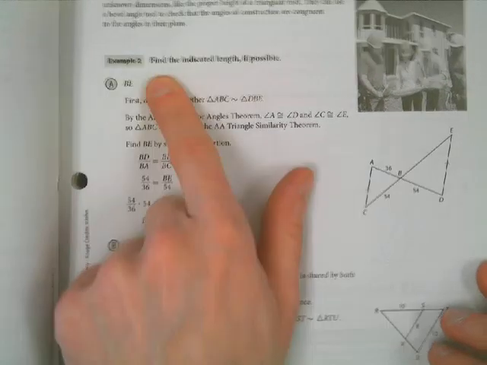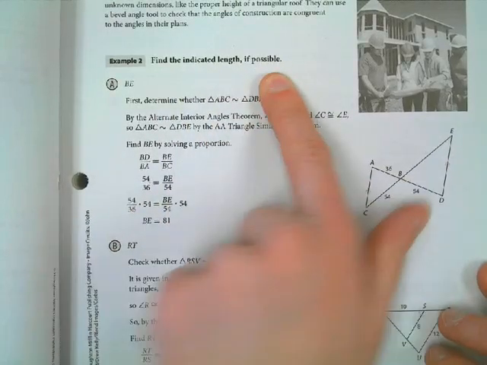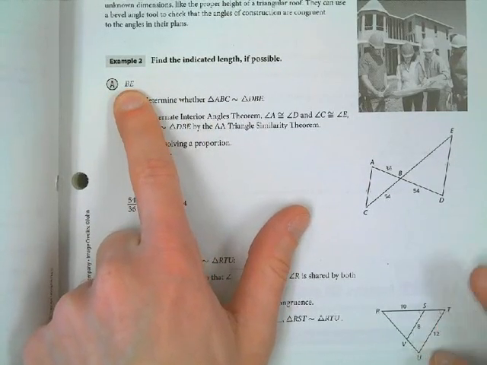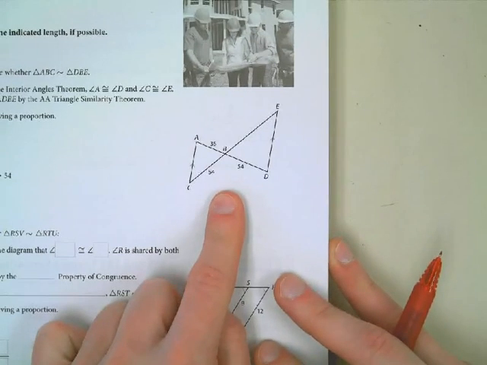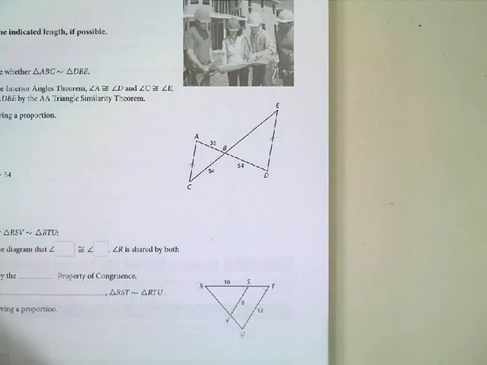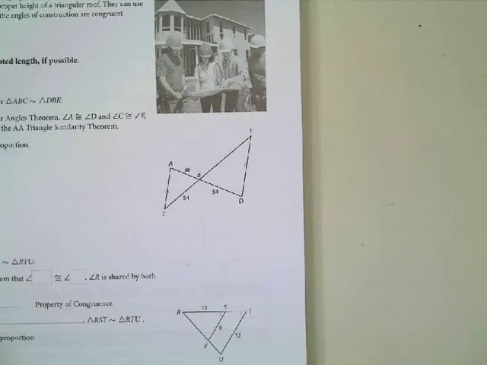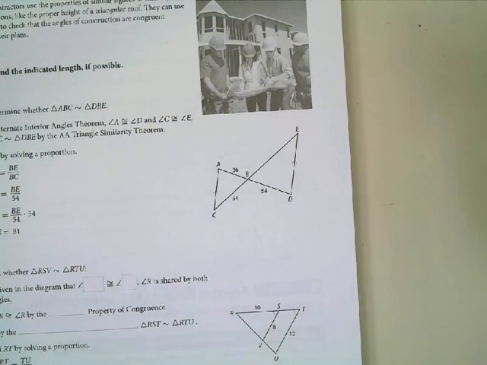Example 2, find the indicated length if possible. Okay, letter A, we want to find the length of BE. So if we go all the way over here, here's our two triangles. Now, we first need to prove or show these two triangles are similar, because we're not told they're similar. So first thing we want to do is, are these two triangles similar?